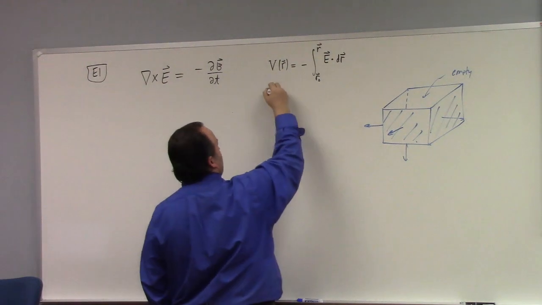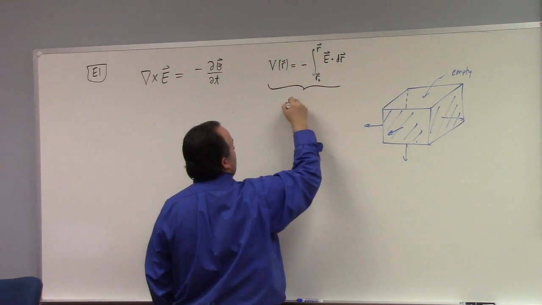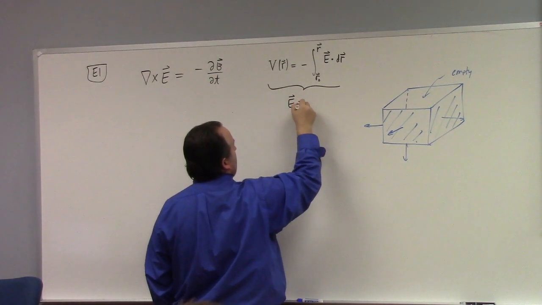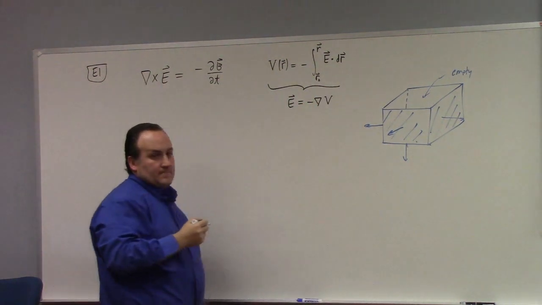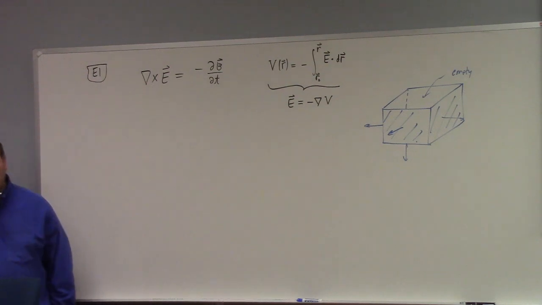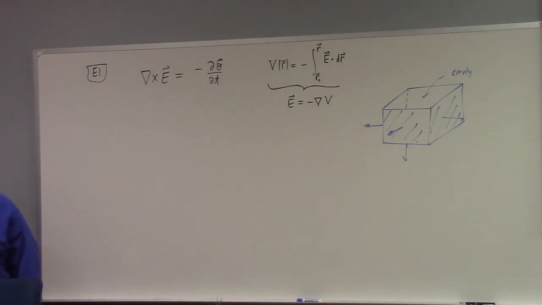If you write this down, what does this make the gradient? What's the electric field then? The electric field is equal to minus the gradient of the voltage function. Okay? So that's how you define voltage from the line integral of the electric field.